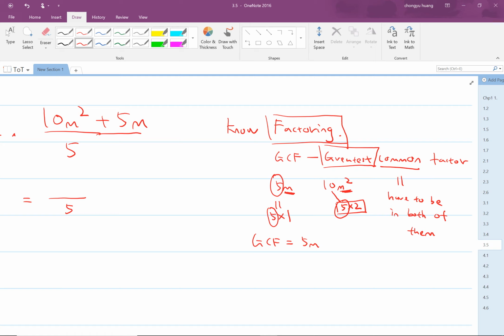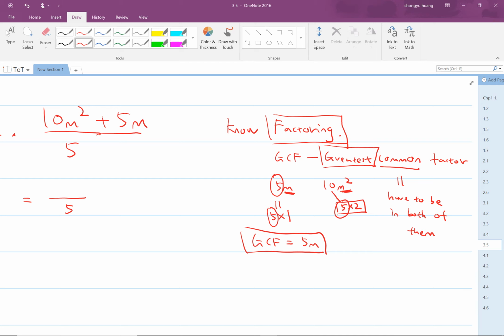And the greatest here is not m squared, because m squared is not in both of them, it is not the common one. Makes sense, right? So m squared is not the common one, and m is the common one, and it is the greatest. So for the variable, it's going to be m. You combine those together between 5m and 10m squared, and the greatest common factor is going to be 5m.